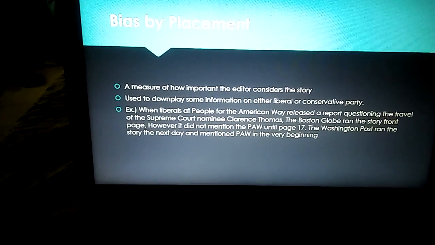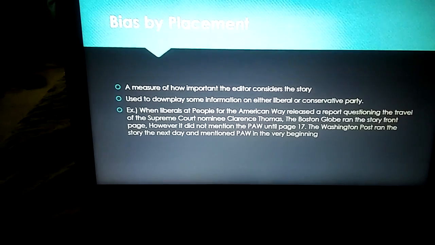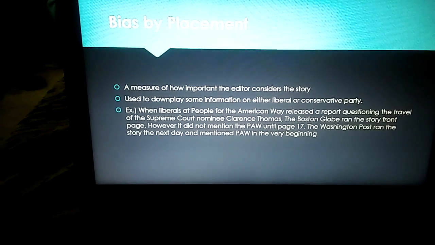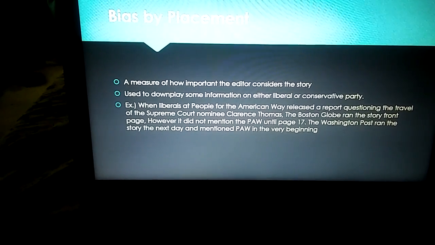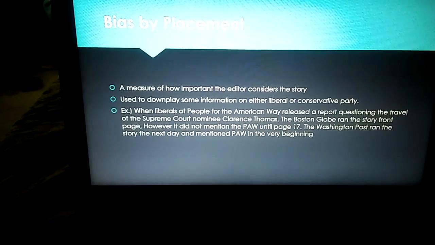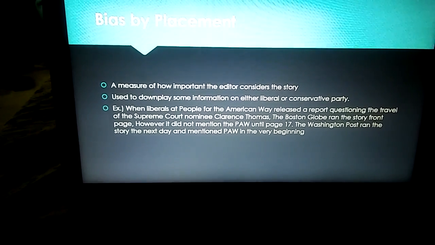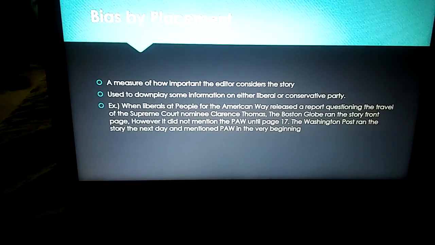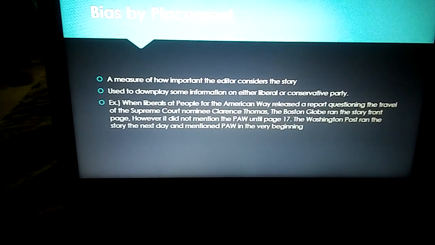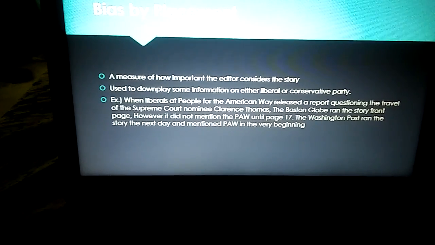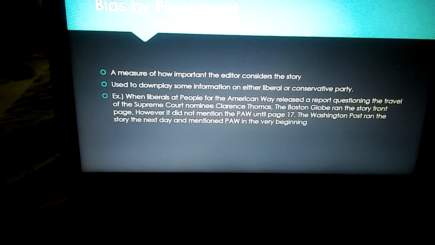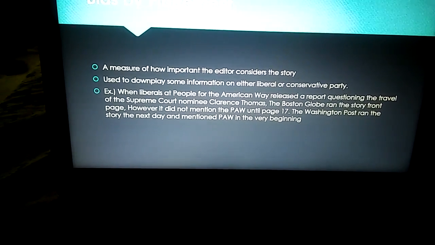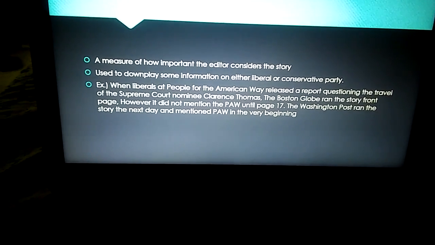Bias by placement. A measure of how important the editor considers a story, used to downplay some information on either the liberal or conservative party. An example: when liberals at the People for the American Way released a report questioning the travel of Supreme Court nominee Clarence Thomas, the Boston Globe ran the story on the front page. However, it didn't mention the organization until page 17. The Washington Post ran the story the next day and mentioned it at the very beginning.